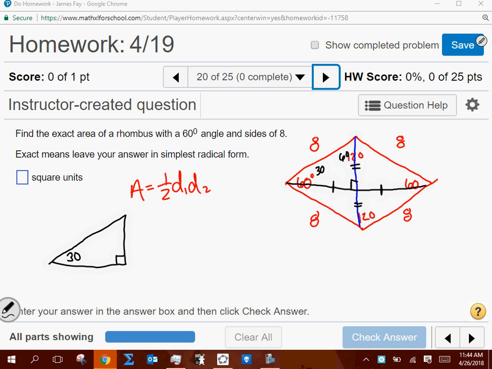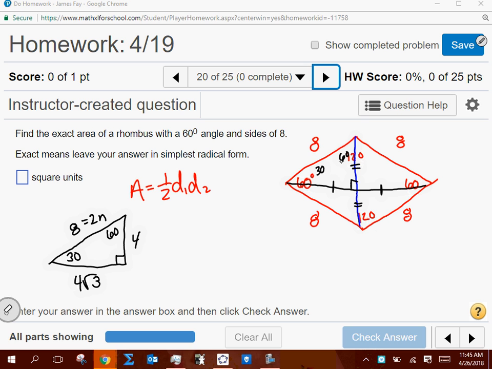And honestly, guys, it doesn't really matter which one you let be the 60-degree angle. If you wanted this top to be 60 degrees and this one to be 120, it does not matter. Okay, you're going to find D1 and D2 as a product to be the same. So then if this is 8, that's your hypotenuse, right? So this would be 4. And this would be 4 radical 3, correct?